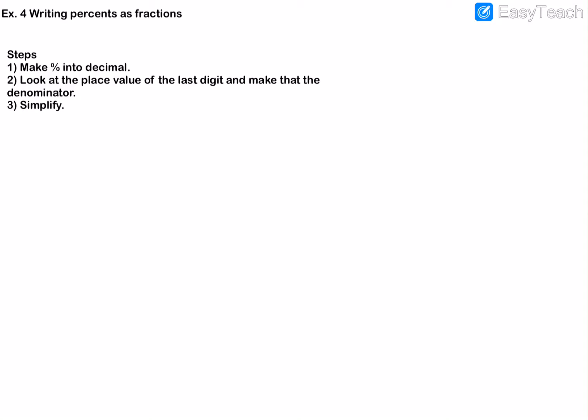Once you get that fraction, you're then going to have to simplify your fraction. I know it's your favorite thing to do, simplifying fractions. So let's give it a try here. So I have 20%. Step 1 says to make this percent into a decimal. So I'm going to move my decimal place 2 spaces to the left, and I'm going to get 0.2.